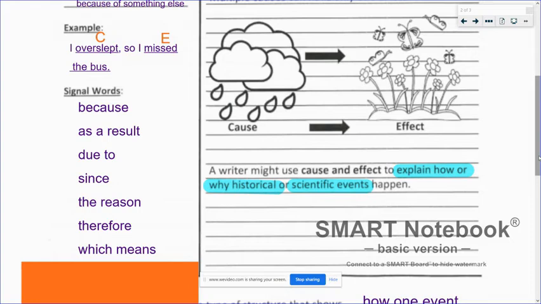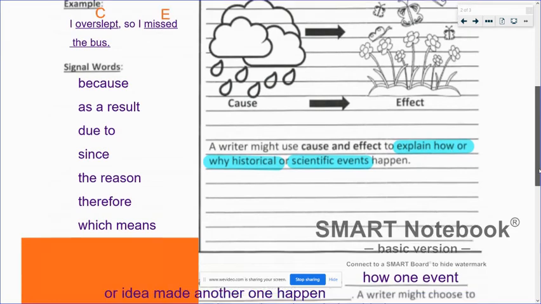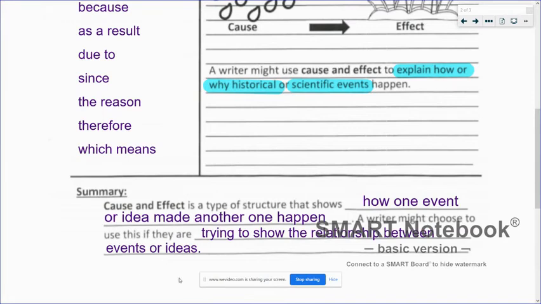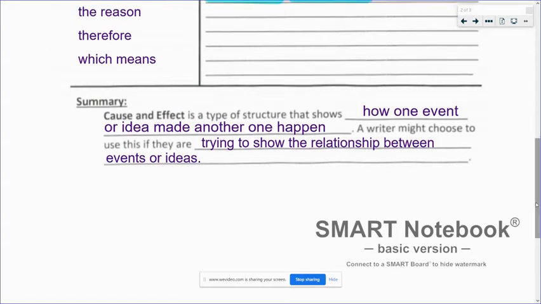And when you're done, we're going to do the bottom summary, which I'll move it up so you can see it better. So the bottom summary is cause and effect is a type of structure that shows how one event or idea made another one happen. A writer might choose to use this if they are trying to show the relationship between events or ideas. So take a moment to write that in as our summary statement.